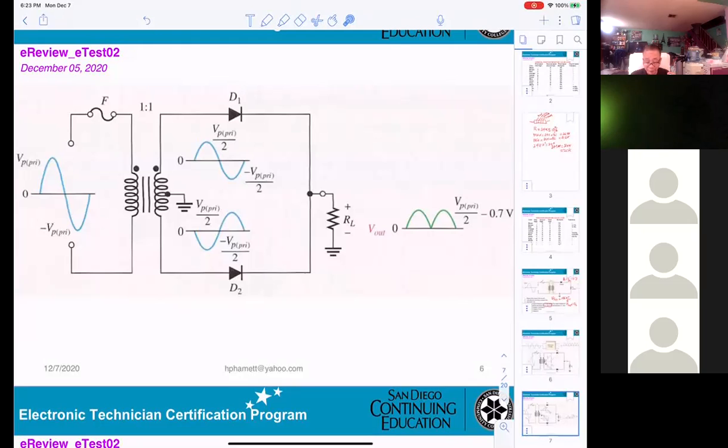Okay, so what is the frequency relation between input and output? Double. The output frequency will be double the input frequency.